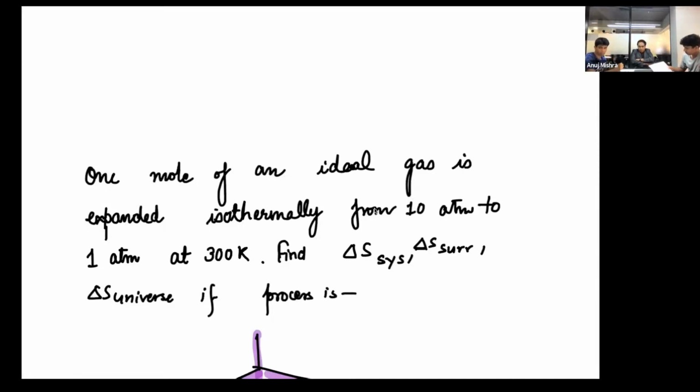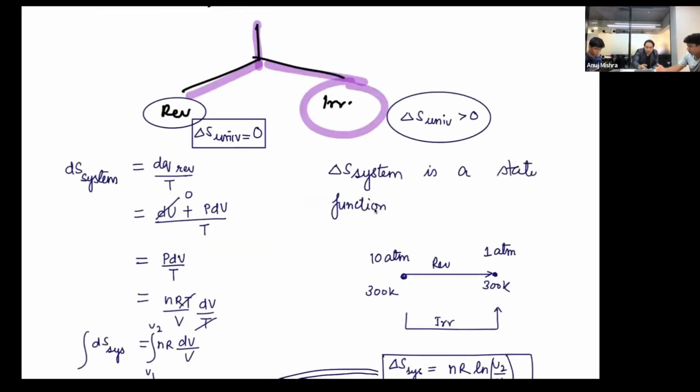R ln10 is delta S system. What is delta S surrounding? Minus R ln10. What is delta S universe? 0. So the first one, you can see the solution.